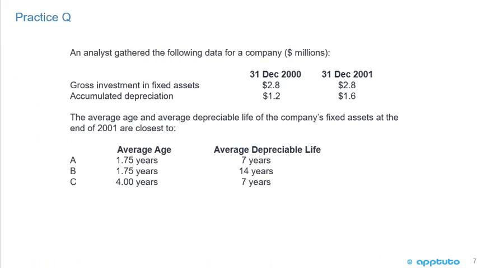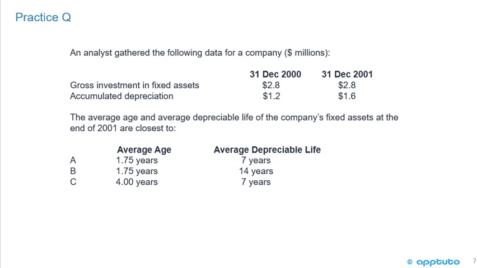Because this reading is application, it's bringing back some of the calculations that we had to do in previous LOS. So I put this question in as a nice little review. An analyst gathered the following data for a company in millions. Gross investment in fixed assets, December 31st, 2000, 2.8 million. December 31st, 2001, 2.8 million. Accumulated depreciation, 1.2 million on December 31st, 2000, but 1.6 million on December 31st, 2001.